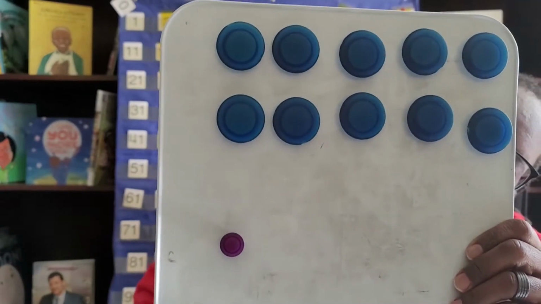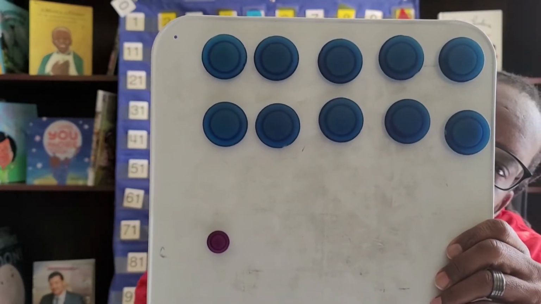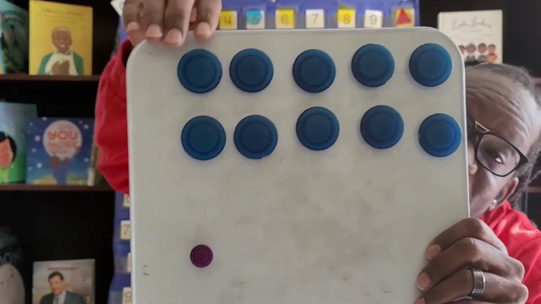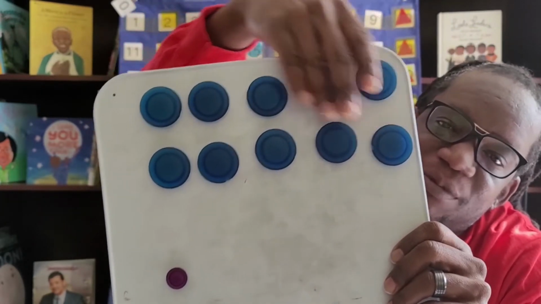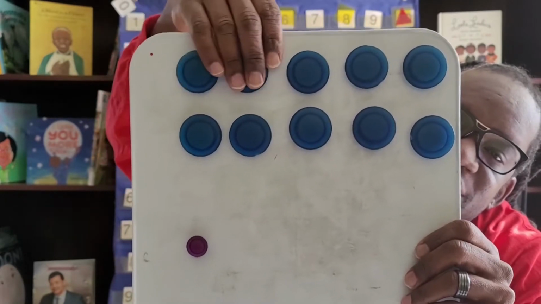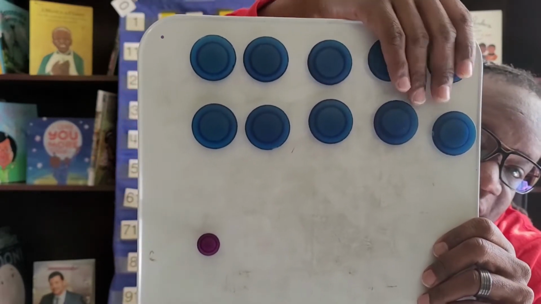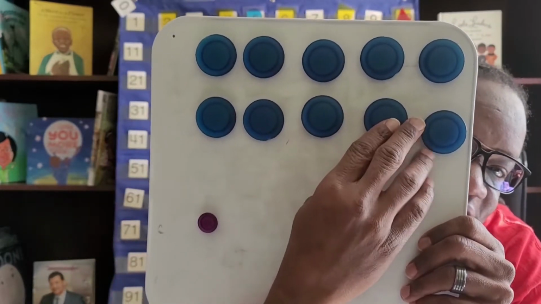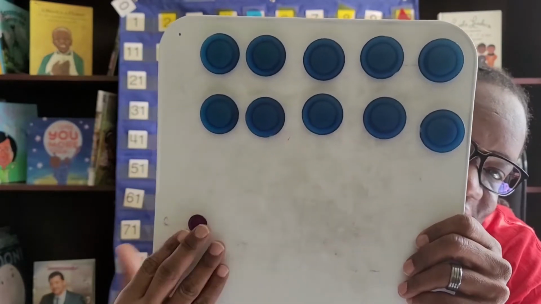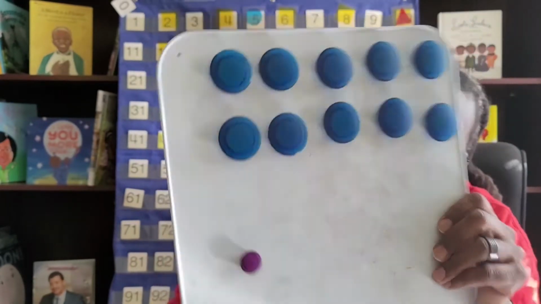Let's take a look at this. Let's count them. This is like a 10 frame, right? Yes, this is five up here and five up here. So you know that's 10, but let's count them to make sure. 1, 2, 3, 4, 5, 6, 7, 8, 9, 10, 11. That's right, 11. So how many were on there? 11. Remember, you count them, and then you say, how many were in my set? That's right, there was 11.